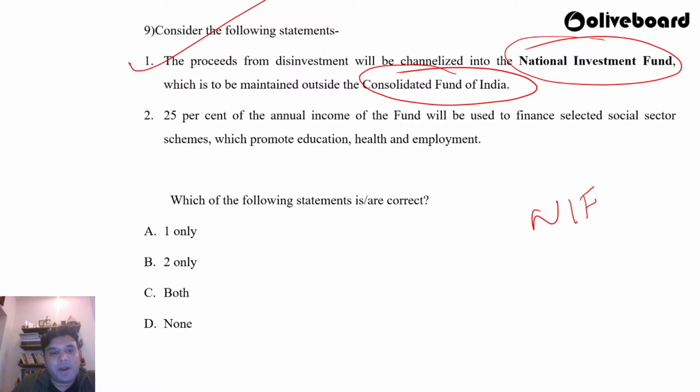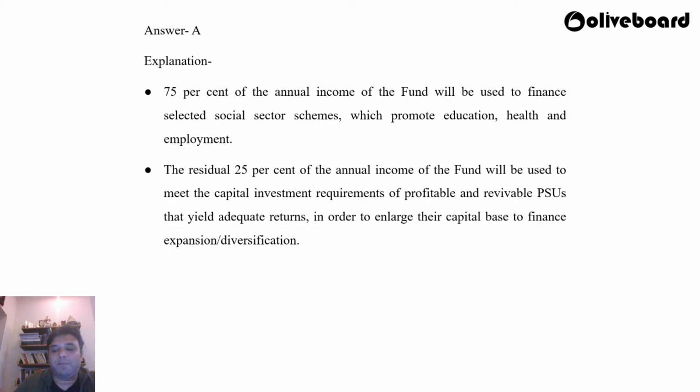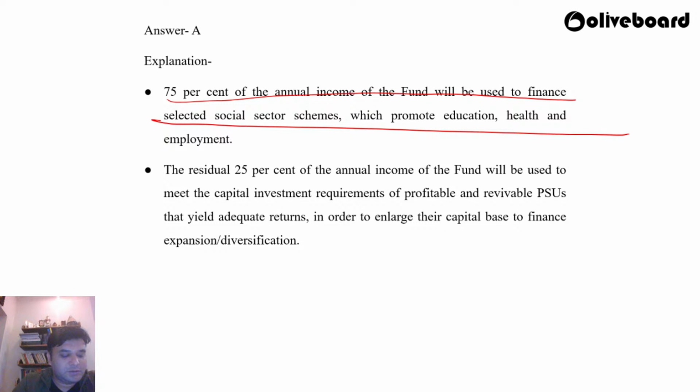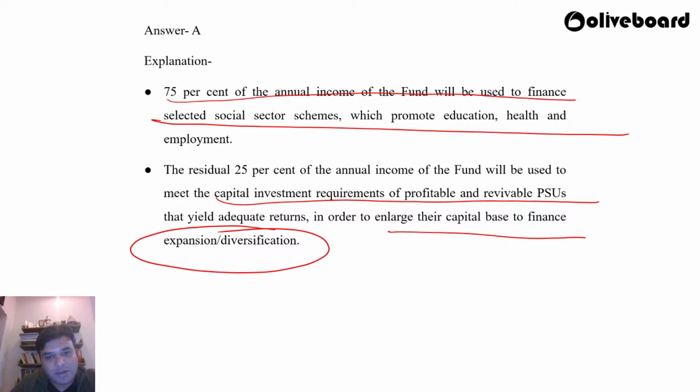Right. अब statement number 2 गलत है. 75% of the annual income of the fund will be used to finance selected social sector schemes which promote education, health, and employment. Right. The residual 25% of the annual income of the fund will be used to meet the capital investment requirements of the profitable and revivable PSUs that yield adequate returns in order to enlarge their capital base to finance expansion and diversification. Right. मतलब ये 25% पैसा उसमें डालेंगे जहां पे जो PSUs को रिवाइव किया जा सकता है.